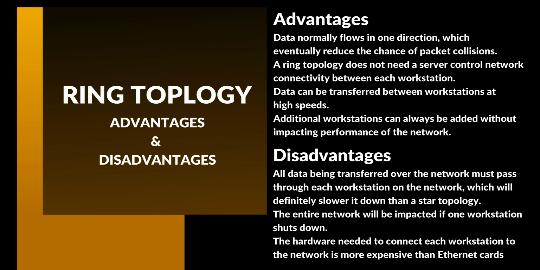Let's talk about the advantages and disadvantages of a ring topology. First, advantages. Data normally flows in one direction, which reduces the chance of packet collisions. A ring topology does not need server-controlled network connectivity between each workstation. Data can be transferred between workstations at high speeds. Additional workstations can always be added without impacting the performance of the network.